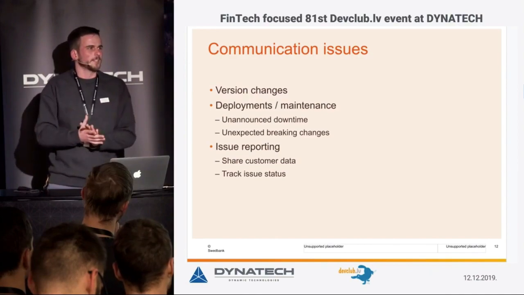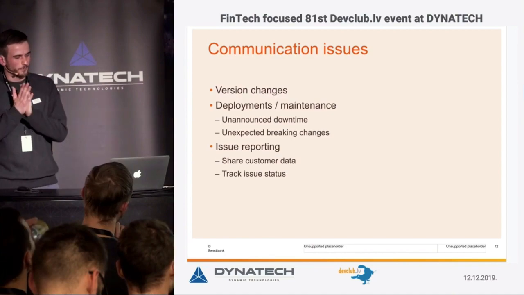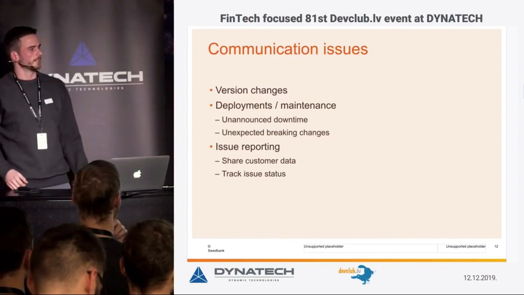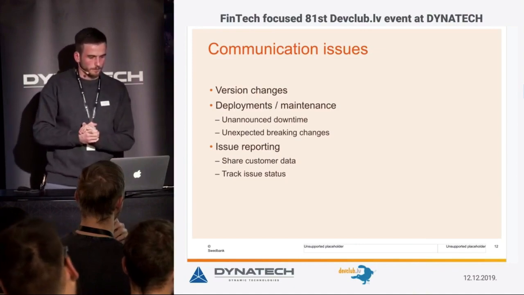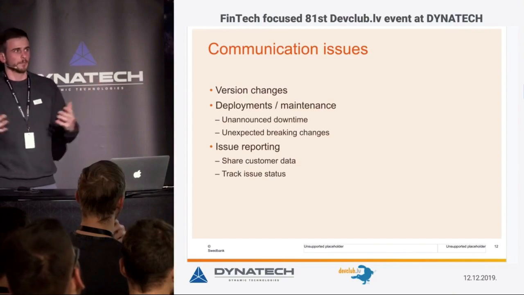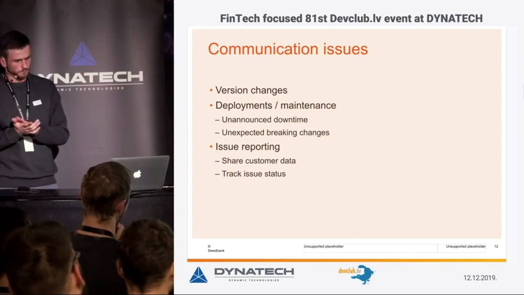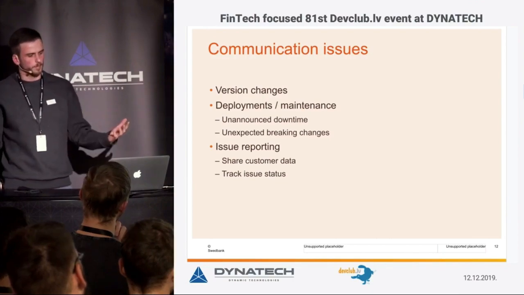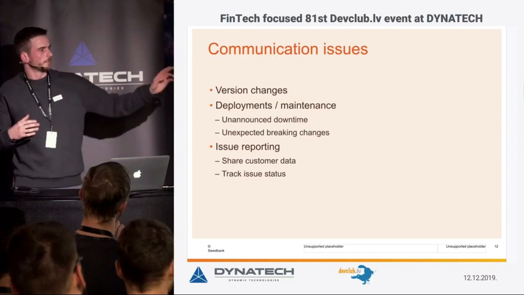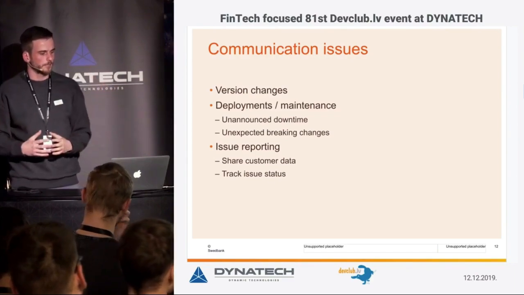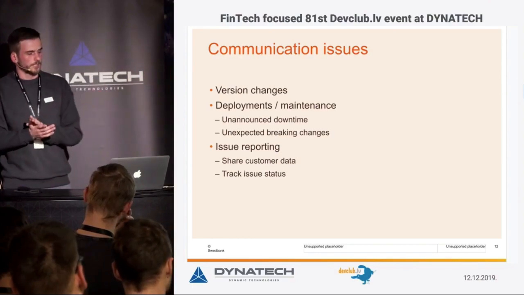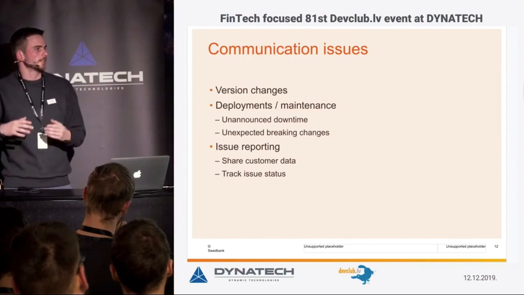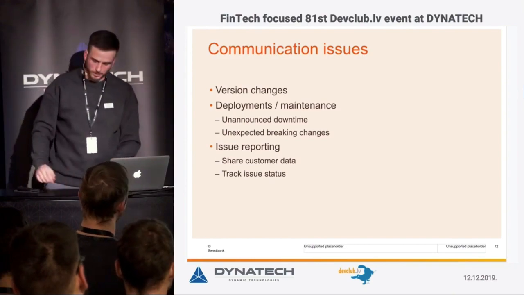And unexpected breaking changes, that's a really, really annoying thing, when you see that your integration tests start breaking and you have to fix that right away, straight to production, sometimes. And issue reporting: since we released our first API aggregate to live, we started getting responses from customers that there are problems. We report them, still a problem there that we cannot provide customer data, GDPR stuff. Another issue is that we ask to fix a bug, and we don't know the status of this fix, whether it's going to be soon or sometime in the future. So that's a tricky part as well.